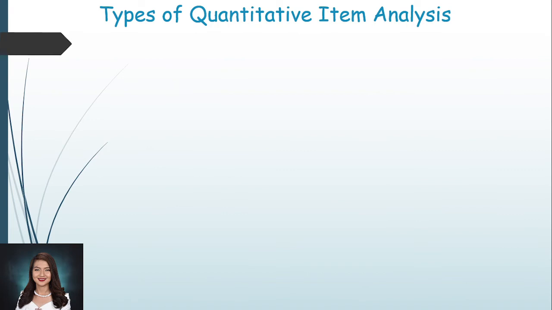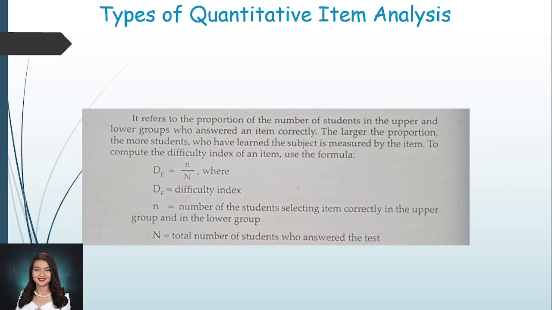Let's proceed to types of quantitative item analysis. There are three common types of quantitative item analysis which provide teachers with three different types of information about individual test items. These are difficulty index, discrimination index, and response option analysis. Let's proceed to difficulty index. Difficulty index refers to the proportion of the number of students in the upper and lower groups who answered an item correctly. The larger the proportion, the more students have learned the subject measured by the item.